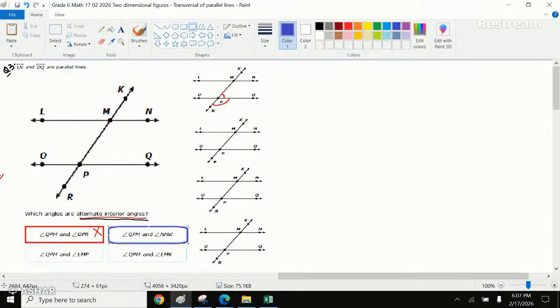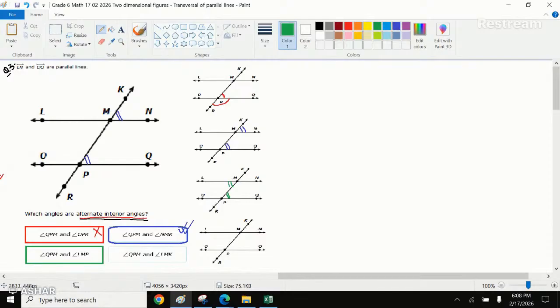For the next one, if we try the angle QPM and NMK, are these alternate interior angles? This angle and this angle, they are alternate interior angles. That means the next two options would not be the alternate. Let's verify QPM and LMP.